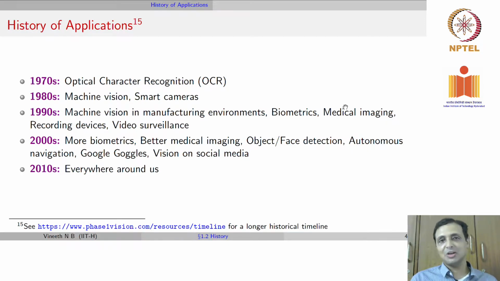In the 2000s, more of all of these: better medical imaging, object and face detection, autonomous navigation started in the mid 2000s, Google Goggles, vision on social media, all of that started in the 2000s. And in the 2010s, I'm not even going to try listing the applications. I think it's grown to a point where vision applications are in various domains all around us.